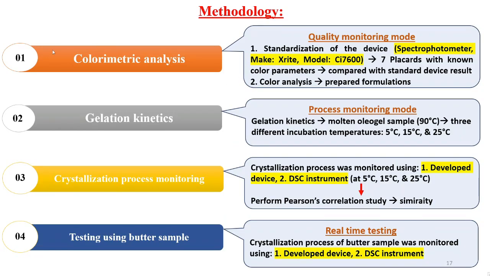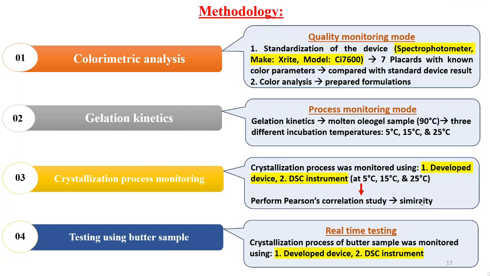Methodology. We first standardize the device using the colorimetric method, wherein we used 7 placards with known color parameters, and compared it with a standard device that is available in the market. Then in the gelation kinetics, we analyze the capability of the device to monitor the process by monitoring the gelation kinetics of molten oleogels, when the samples were incubated at 5, 15, and 25 degrees centigrade. Then crystallization process monitoring: the crystallization process was monitored using the developed device and the DSC instrument, and then we performed the correlation study to find out the similarity between the readings from our device and from the DSC instrument.